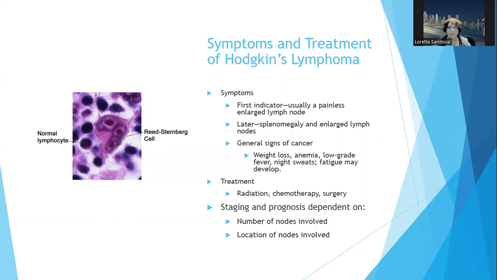That's later on. It's treated by radiation if it's isolated in an individual lymph node. Most of the time, it's treated by chemotherapy. You might have a lymph nodectomy or a lymph node dissection in surgery. The staging and prognosis are dependent on the number of nodes involved and the location of the nodes involved.